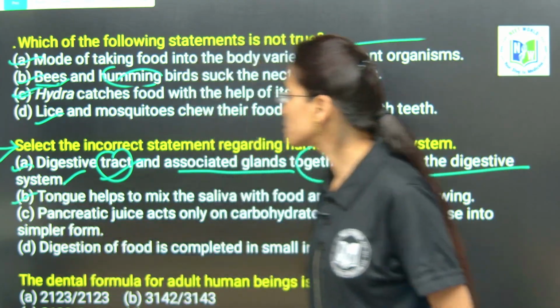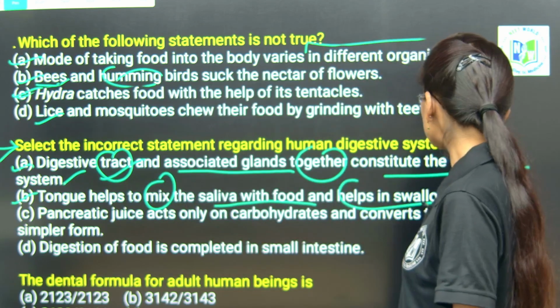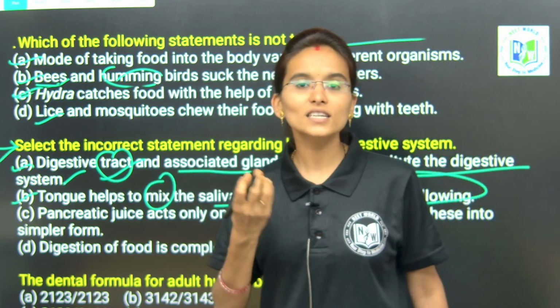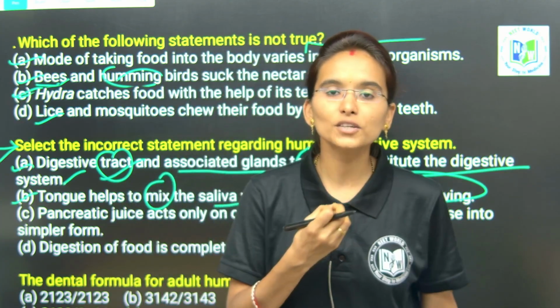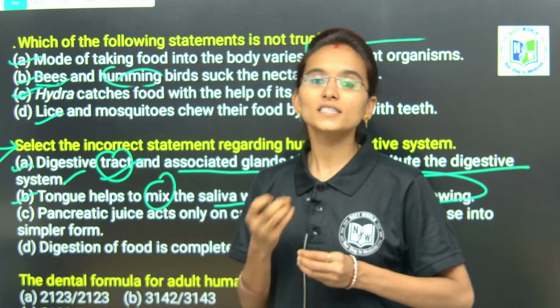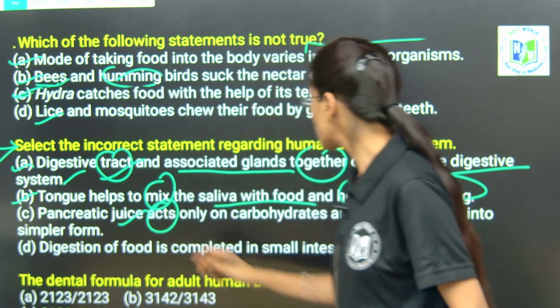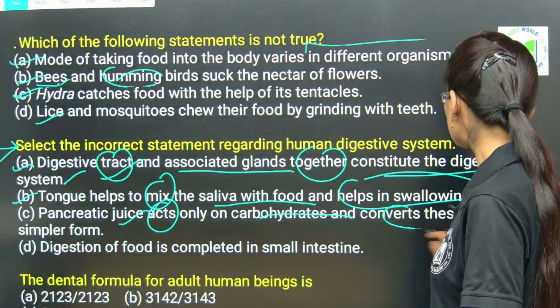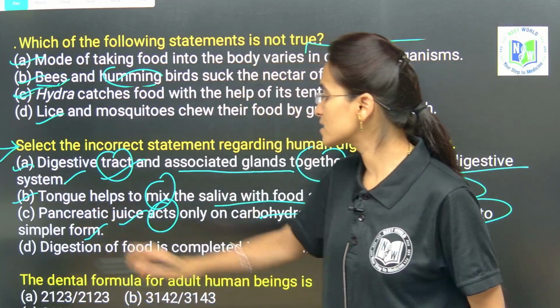And next, option B: tongue helps to mix the saliva with food and helps in swallowing, okay. So the tongue is a movable organ through which we can easily swallow the food, and it also helps in secretion of the saliva. Option C: pancreatic juice acts only on carbohydrates and converts these into the simpler form, okay.